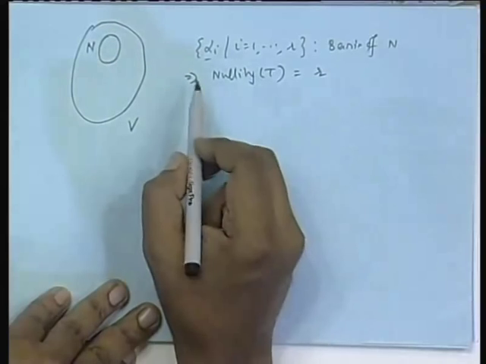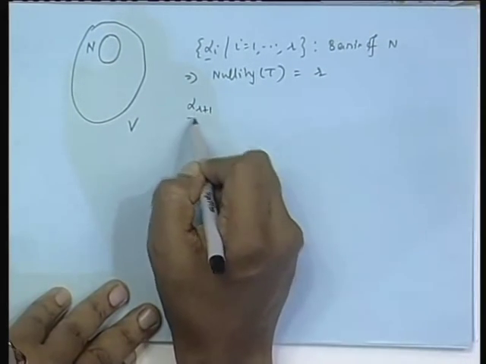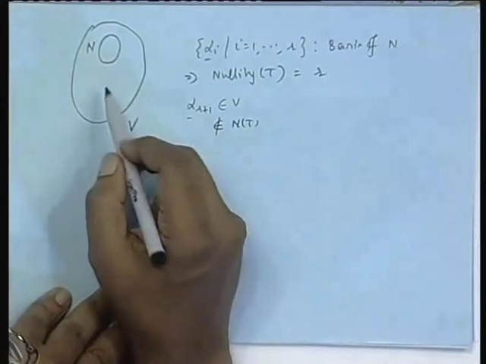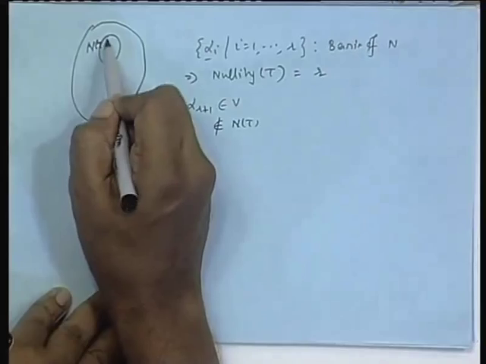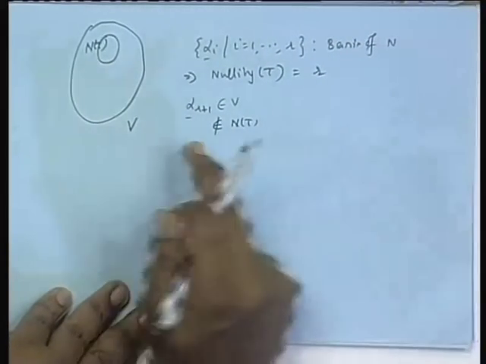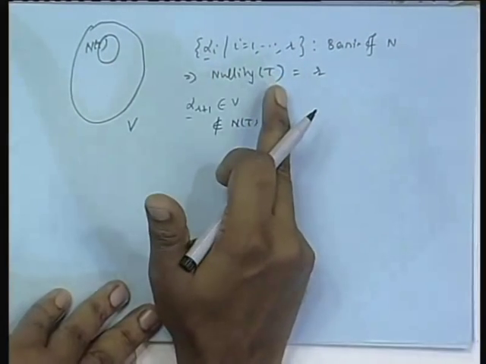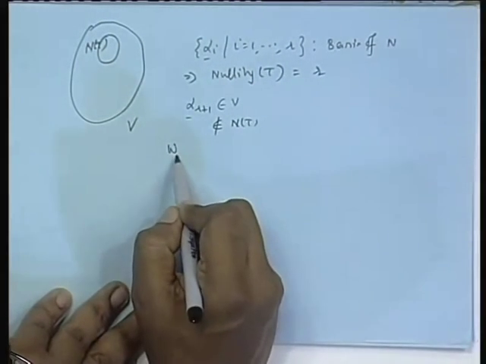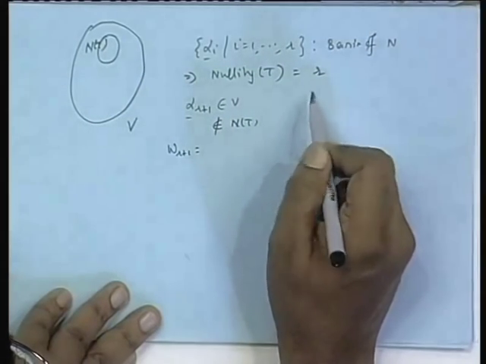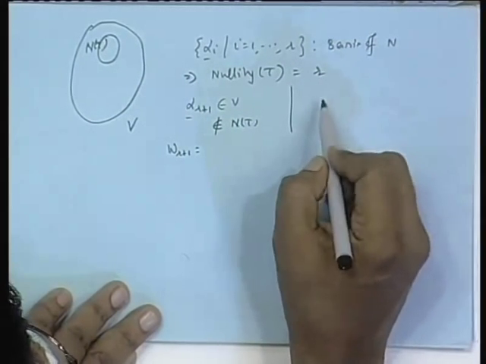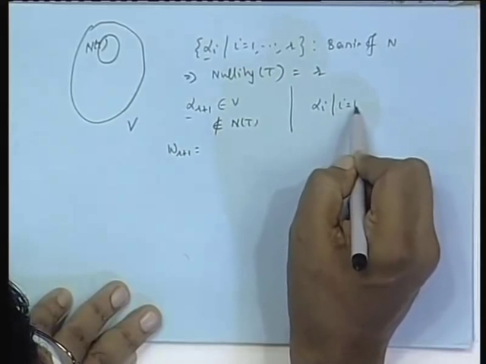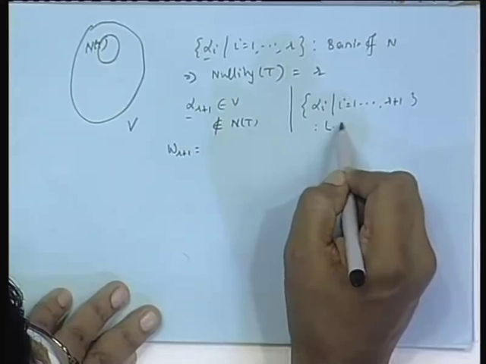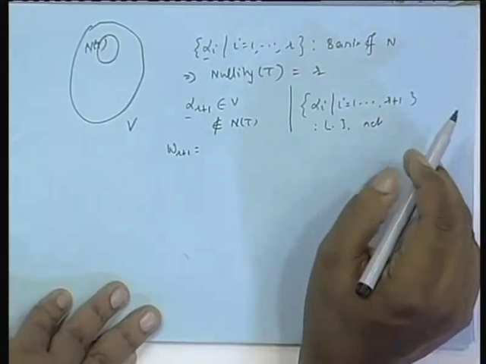Then I can take one vector, say alpha_(r+1), an element of V and not an element of N(T), that is from within V but from outside N(T). Then if I append alpha_(r+1) to this set, that is a linearly independent set, we have seen. We have seen this exercise. You can call W_(r+1) the span, alpha_i, i equal to 1 to r+1, is also a linearly independent set. This we have seen already.